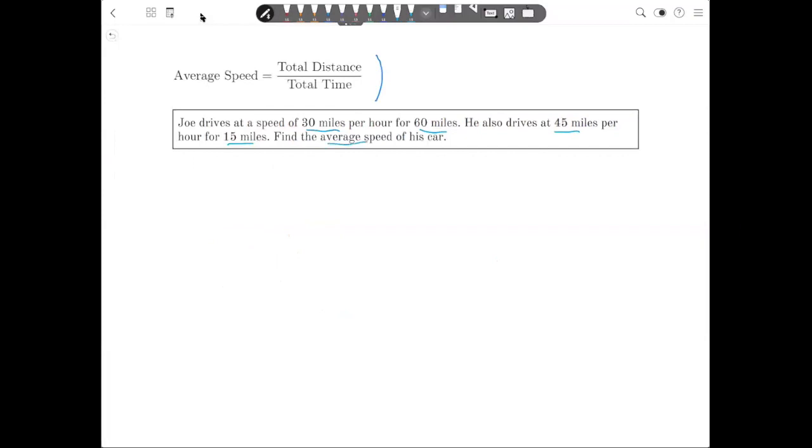Find the average speed. And the classic thing that most people do, they're like, okay, average speed, let's just average the speeds. So they would just do 30 plus 45 divided by 2. And they would get 37.5. This is actually incorrect. Here's the correct way to do this.